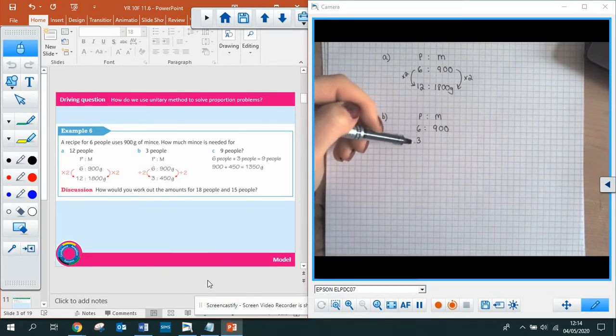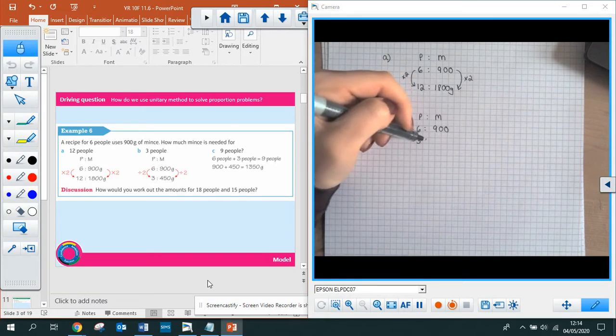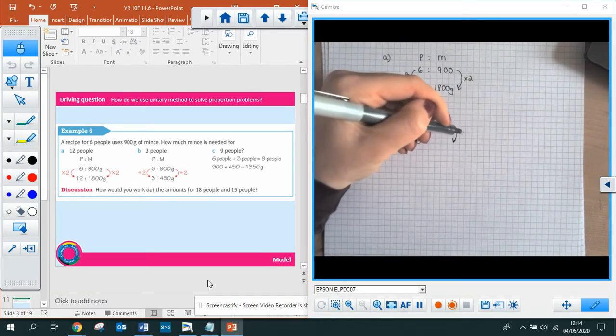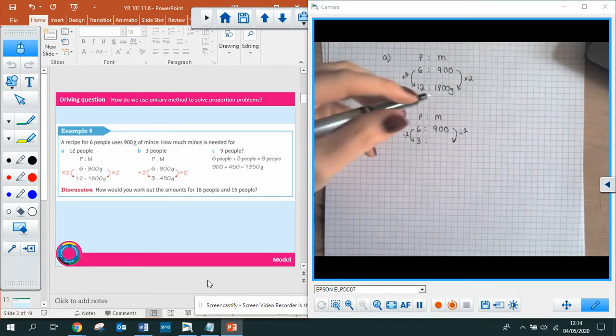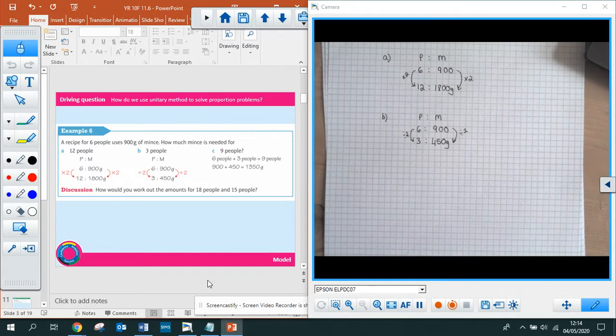How do we get from 6 to 3? Well, this time we divide by 2. Okay, 3 is half of 6, so we divide by 2. And therefore, to get the amount of mince that I need, I'm going to divide by 2 again. Okay, so that's 450 grams that they'll therefore need for 3 people.